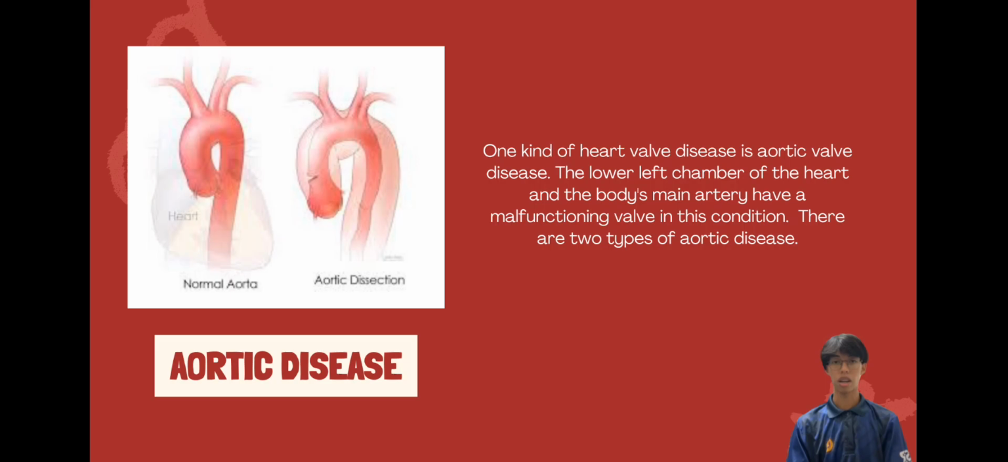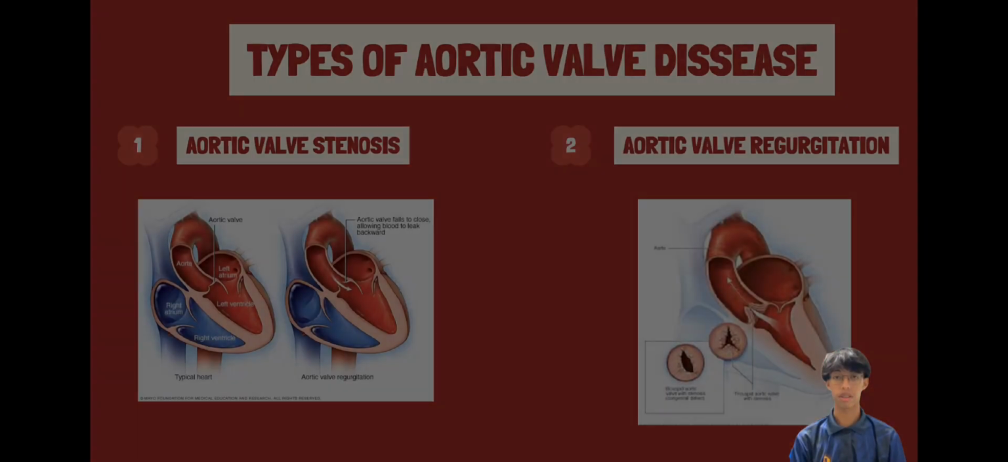The aortic valve helps keep blood flowing in the correct direction through the heart. A damaged or diseased aortic valve can affect blood flow to the rest of the heart and body. There are two types of aortic disease. First one is aortic valve stenosis.